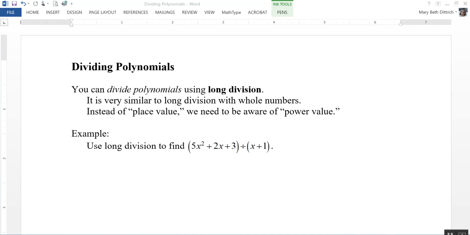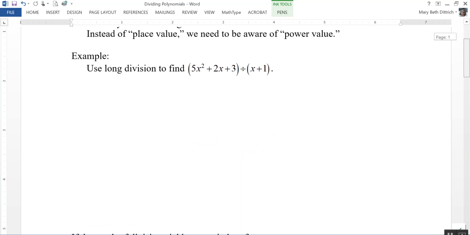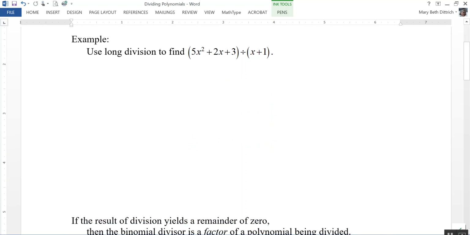So let's take a look at an example here. We need to use long division to find 5x squared plus 2x plus 3 divided by x plus 1. So I'm going to go ahead and write this as I would a long division problem. So x plus 1 goes into 5x squared plus 2x plus 3. Now that looks really confusing, but what I want to focus on is just the first term in each of those polynomials. So here I'm just going to look at the x. I'm not going to worry about the plus 1 right now.